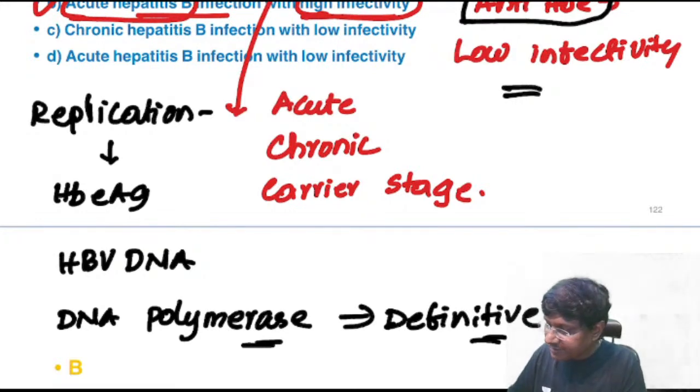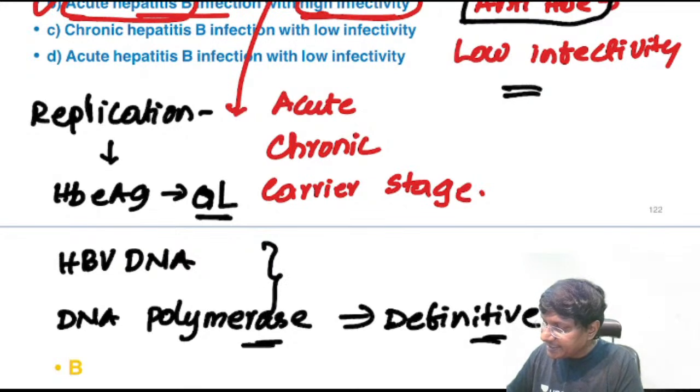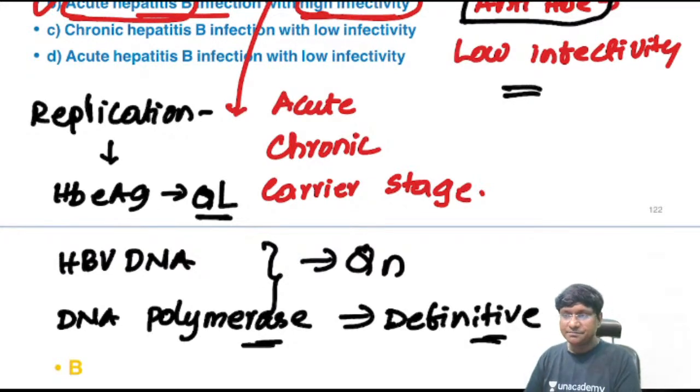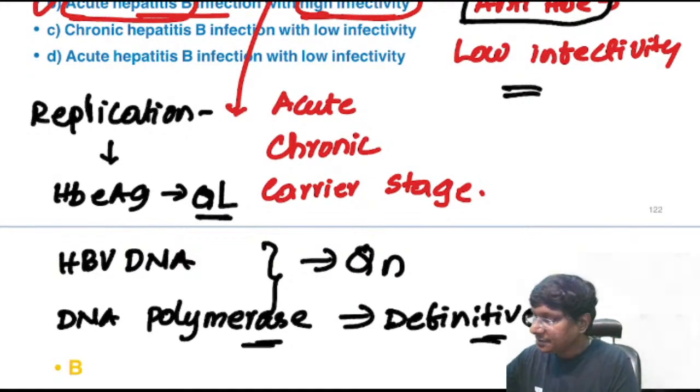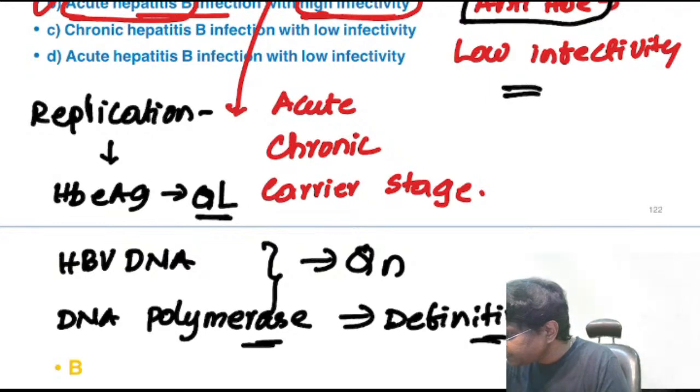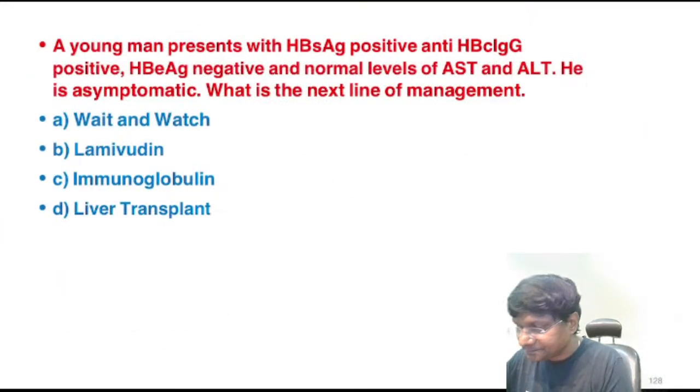Okay, so your HBeAg is considered as a qualitative marker. Whereas the HBV DNA and DNA polymerase are considered to be quantitative markers. Okay, right. Then you should know the treatment of hepatitis B. Yes.